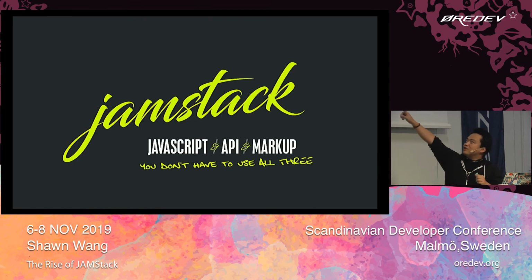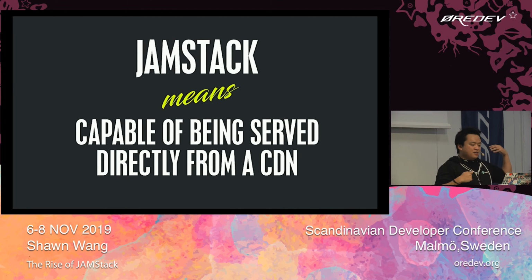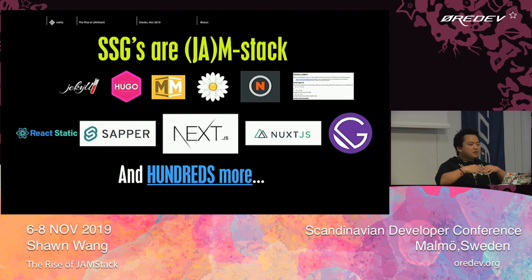And that's why we try to make it very clear. It's not "and." That's why we put a slash through the end. So you don't have to use all three. The main thing is that you're capable of being served directly from a CDN. So arguably that is the best theoretical limit of performance, right? And then for anything dynamic, you use static site generators or data-driven approaches, right?